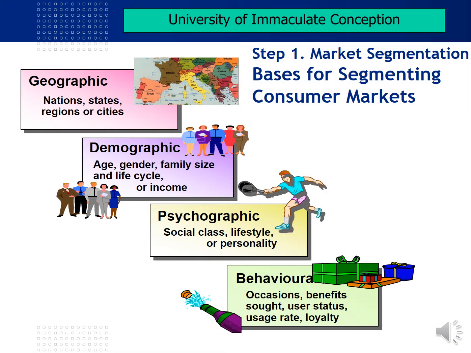So, this is the basis for segmenting consumers, which can be divided into groups based on some criteria. So, this is how to segment: geographic, demographic, psychographic, and behavioral. So, first, geographic. Its target is by location. Example, nation, states, regions, or cities.